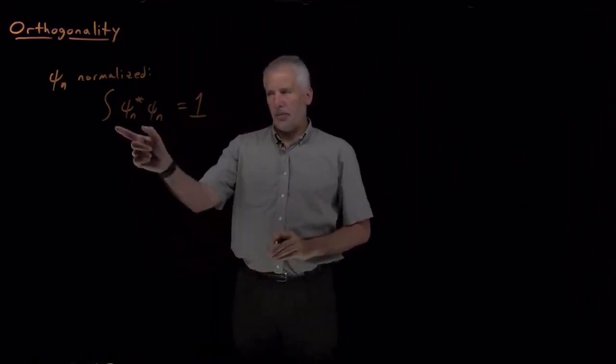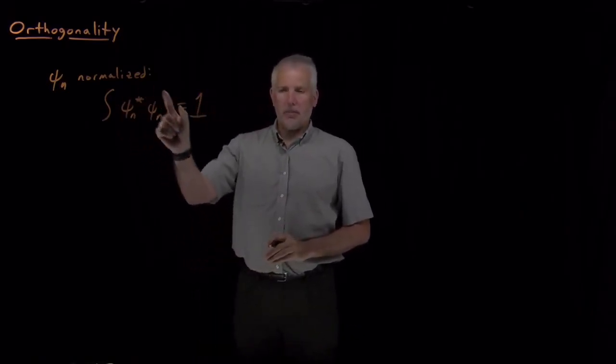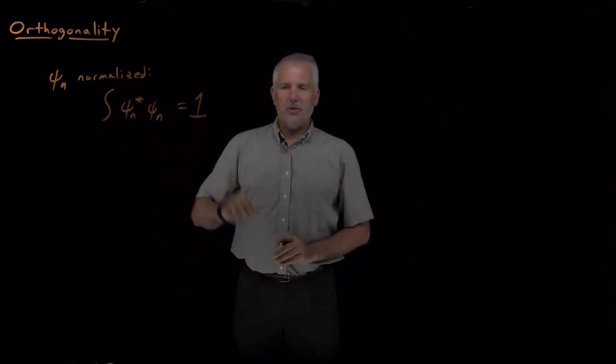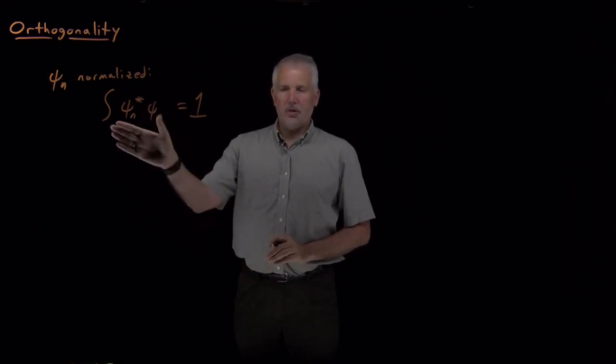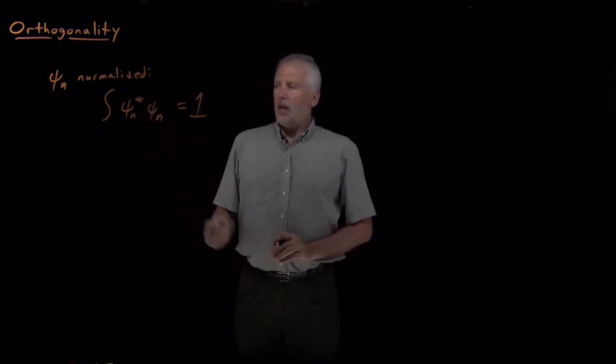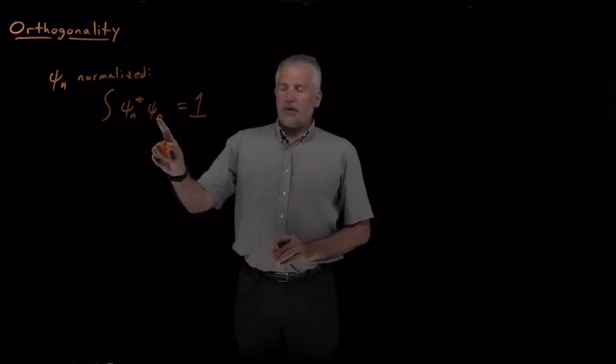And that's, remember, because this particular product is the probability of finding the wave function at a particular place. Probability of finding it anywhere has to be 100%. So for a normalized wave function, this integral is equal to 1. That's when I multiply a wave function by itself.